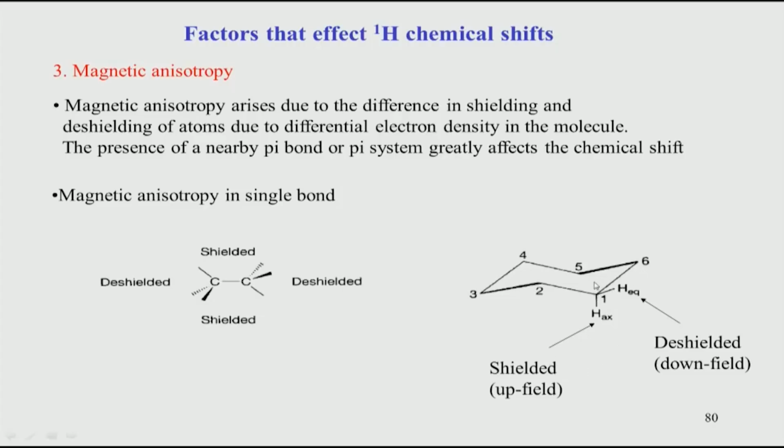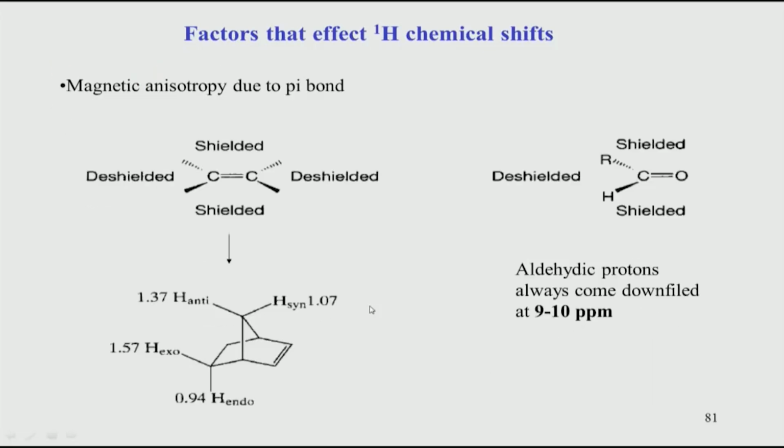So, that means the two hydrogens attached to the same carbon atom do not have the same chemical shift value. One, the equatorial, is deshielded, whereas the axial is shielded, upfield shifted. This is how the magnetic anisotropy affects the chemical shift values of hydrogen atoms. So, here are some more examples of the anisotropy effect.